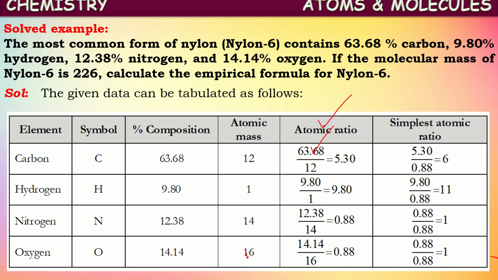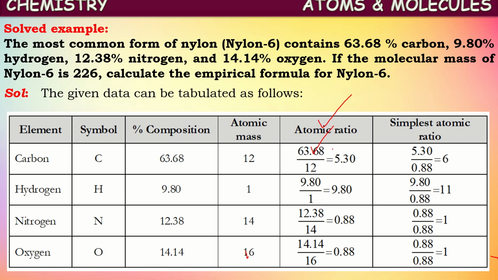And 12.38 by 14 is 0.88. So the atomic ratio is simple: the total mass divided by the atomic weight gives the atomic ratio. That is nothing but the number of moles formula we are using. In this way we are getting the atomic ratio values.